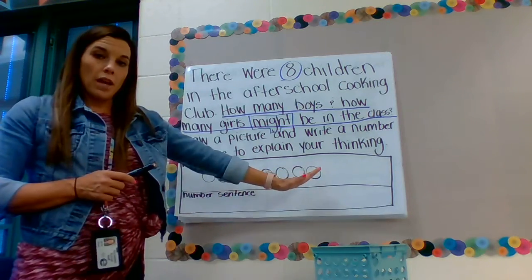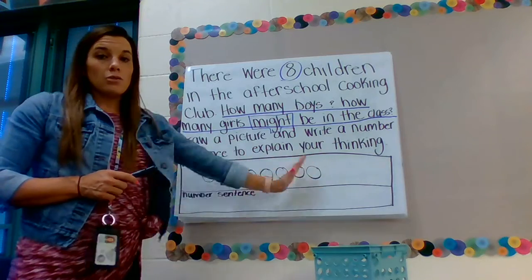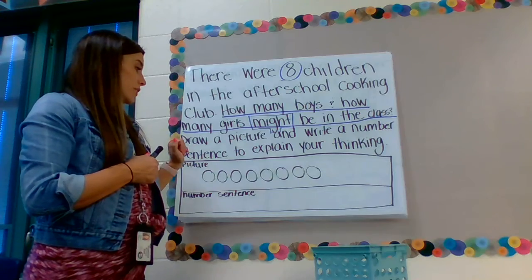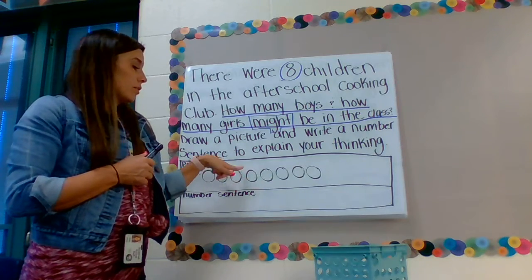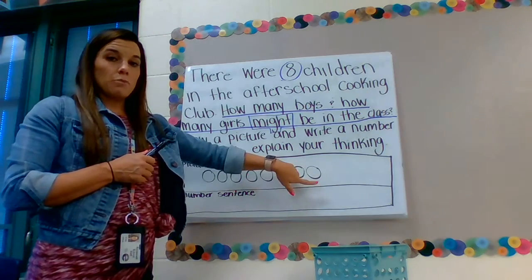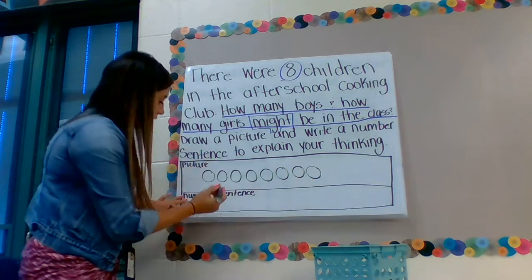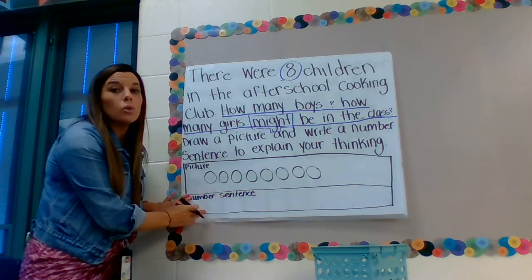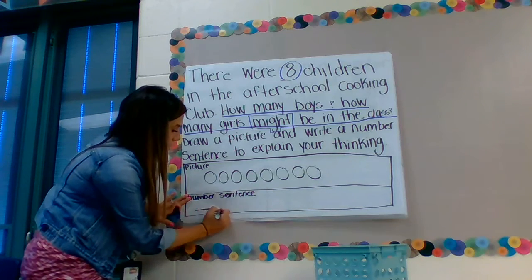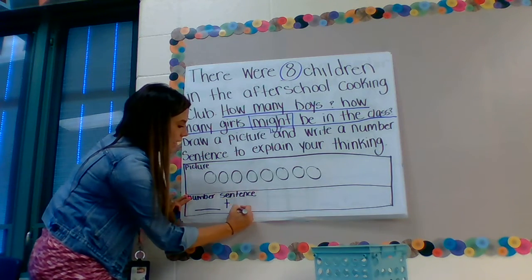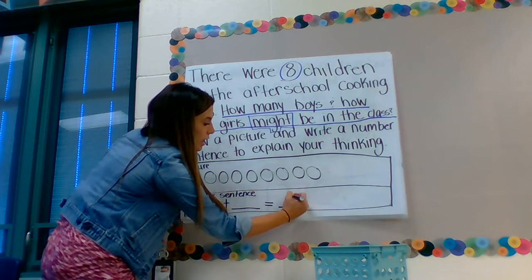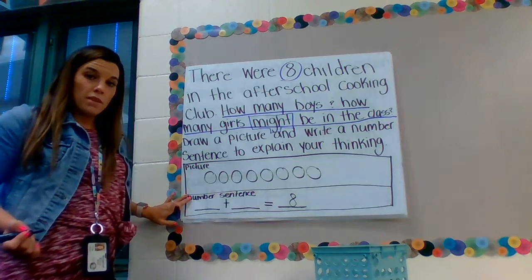Or you could flip-flop it. I'm not going to do this part. Okay, that's going to be up to you. You're going to figure out how many circles you can color blue and then how many are left pink. And then down here is going to be your number sentence. So remember, a number sentence is an equation. What number plus a number equals 8? Okay?